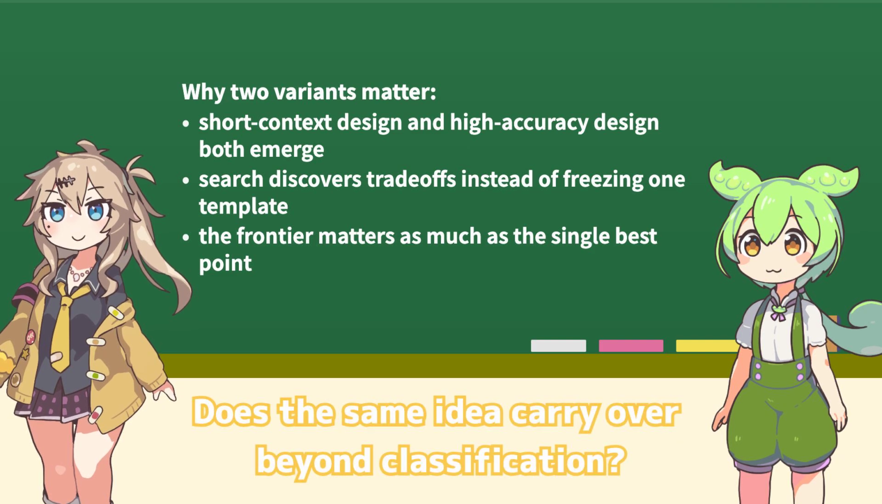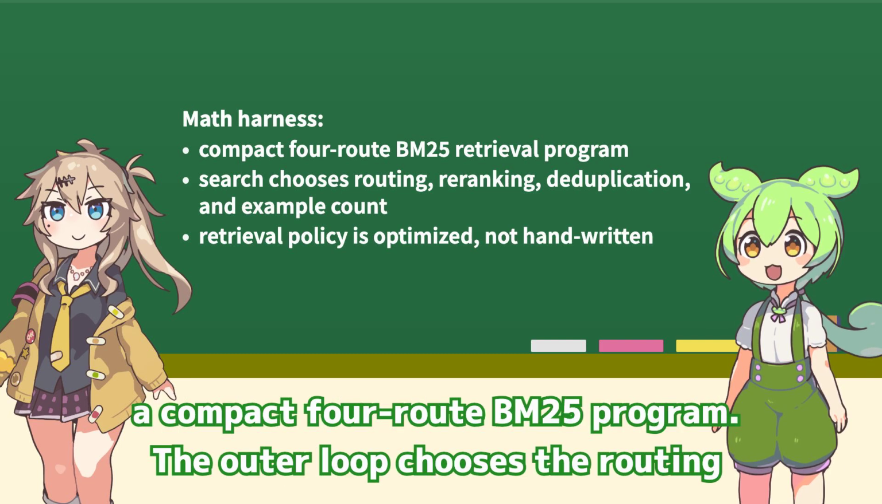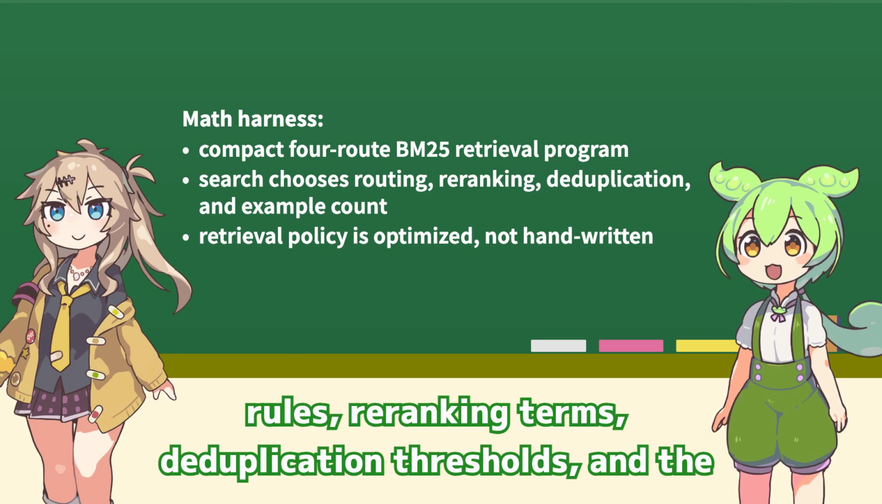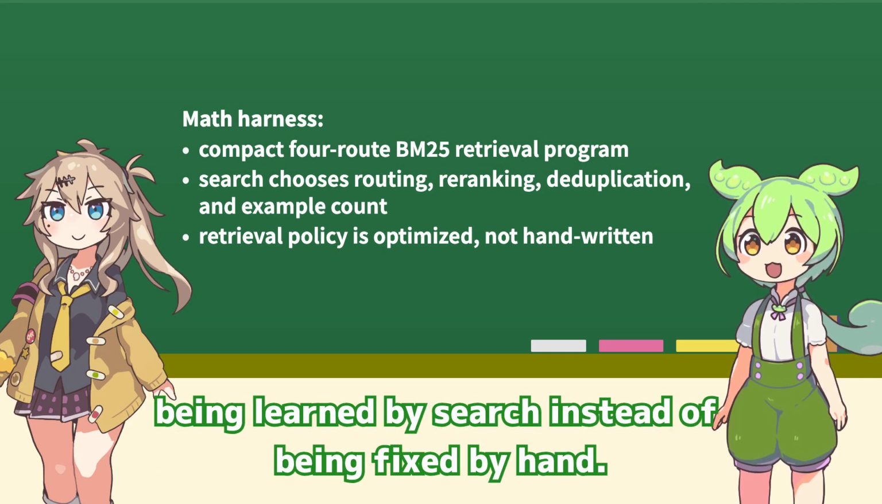Does the same idea carry over beyond classification? Yes. For retrieval-augmented math reasoning, the discovered harness is a compact four-route BM25 program. The outer loop chooses the routing rules, ranking terms, deduplication thresholds, and the number of examples to insert, which means even the retrieval policy is being learned by search instead of being fixed by hand.